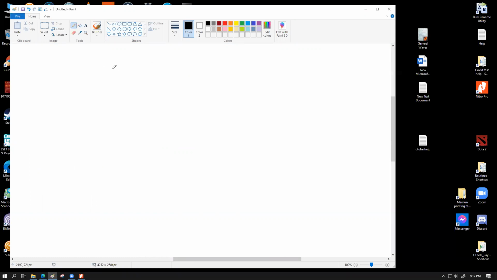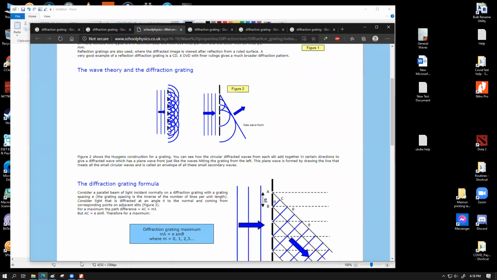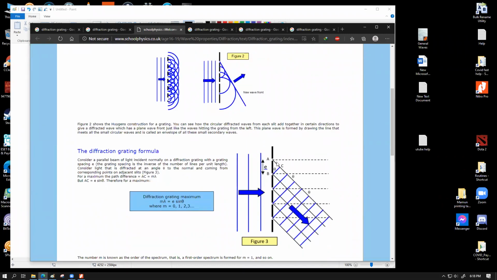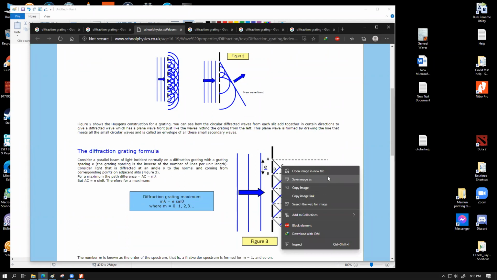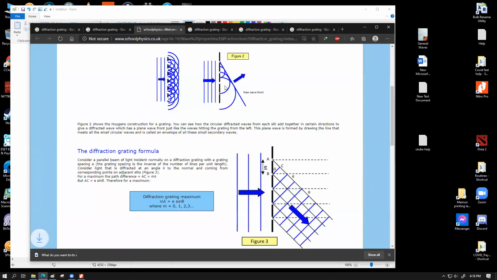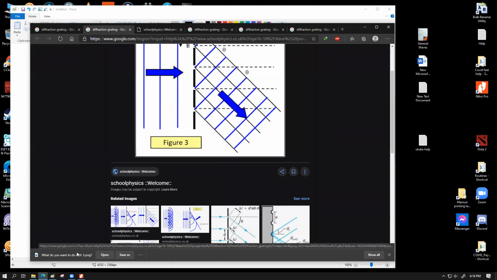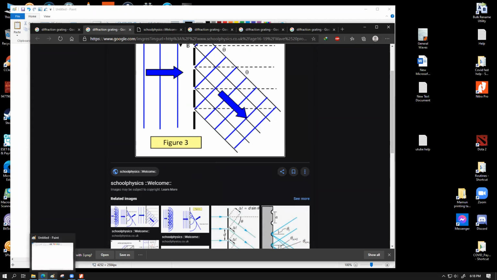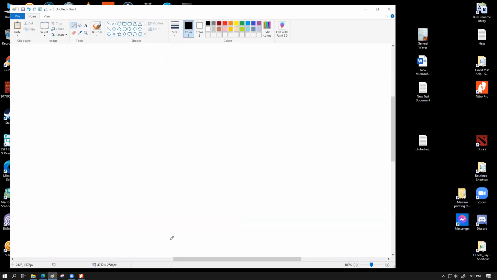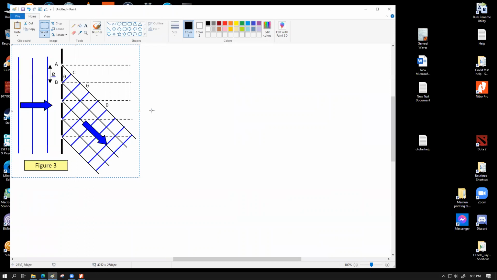One of the part that I really want you to appreciate is that, let me pick up a figure. I'll take this figure. Open image in new tab. Can I get that exclusive image? No, this whole thing is a single image. Okay, let's take this image. Copy image. Let's paste it here. Okay.